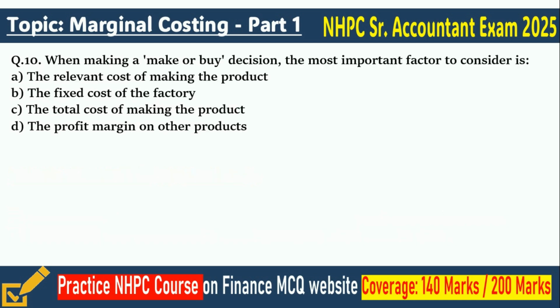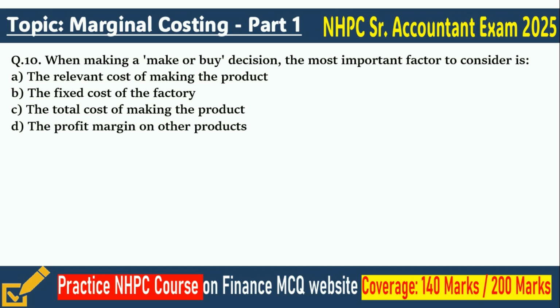Moving on, friends, next question. When making a make or buy decision, the most important factor to consider is option A, the relevant cost of making the product, option B, the fixed cost of the factory, option C, the total cost of making the product, and last option, the profit margin on other products. So, friends, think over it, what should be the correct answer here?